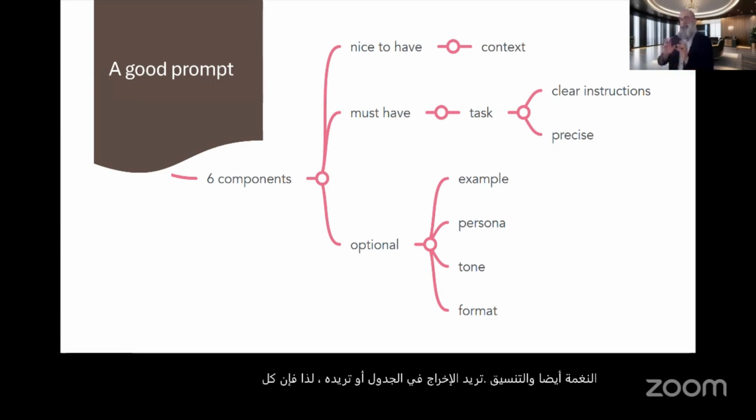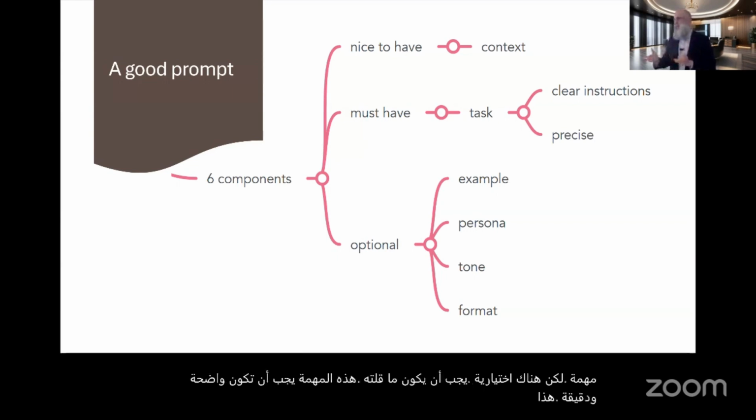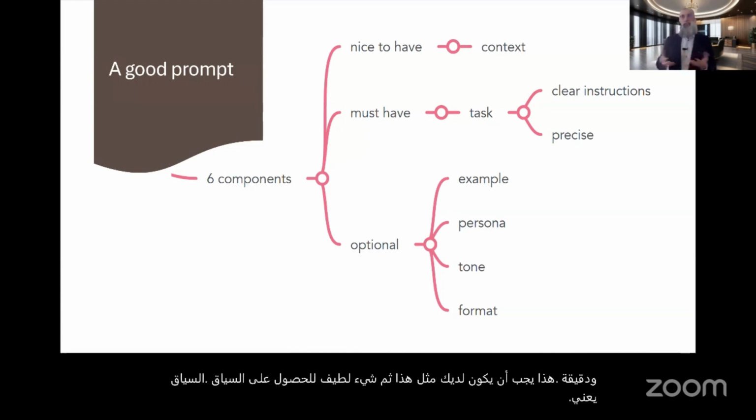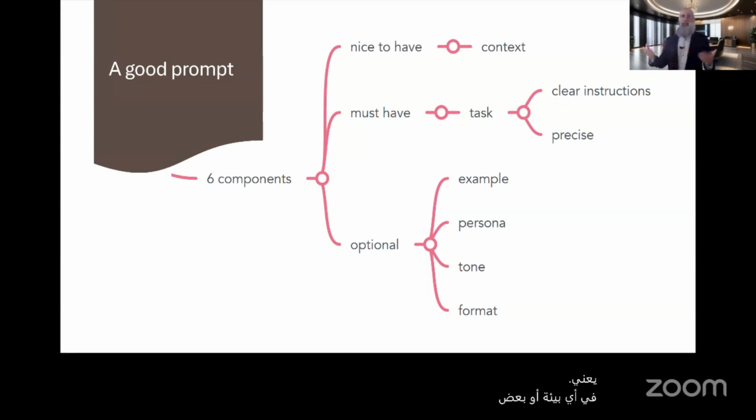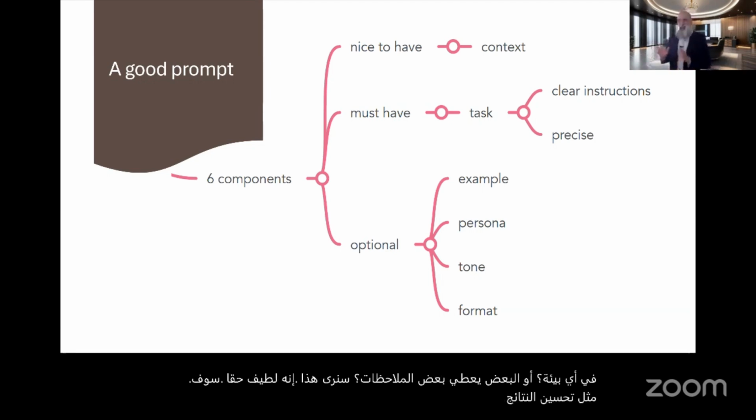The must-have is what I said: the task. You have to have it clear and precise. And then something nice to have is the context. Context means in what environment, or giving some feedback. We'll see this; it's really nice. It will dramatically improve the results once you apply it. I'm not going to cover everything here, but I'll pinpoint the most important things that we usually use every day.